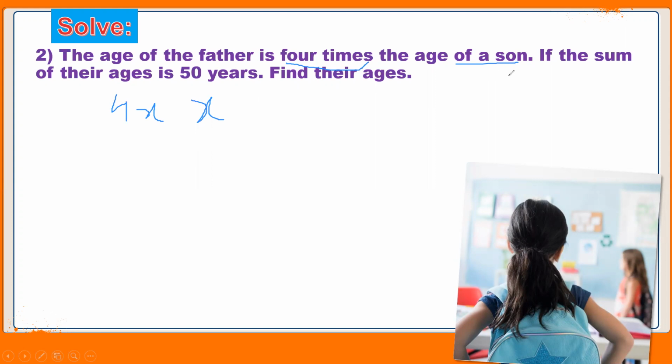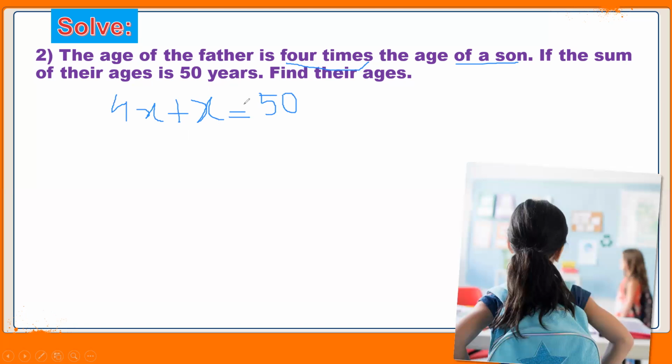Right? So if the sum of their ages is 50 years. The age of the father is 4x, the age of the son is x, and the sum of their ages is 50 years, then find their ages. We have to find their ages. Okay, is it clear? First of all, we have to suppose that x is the age of the son.